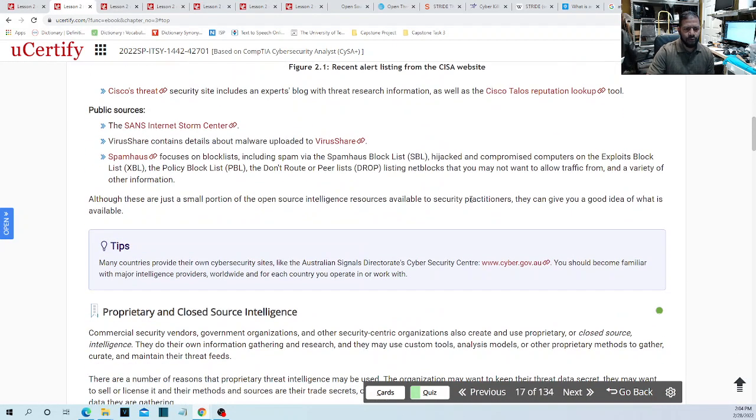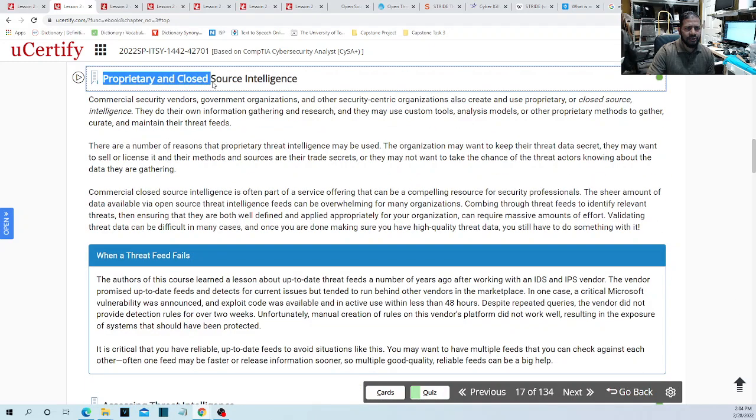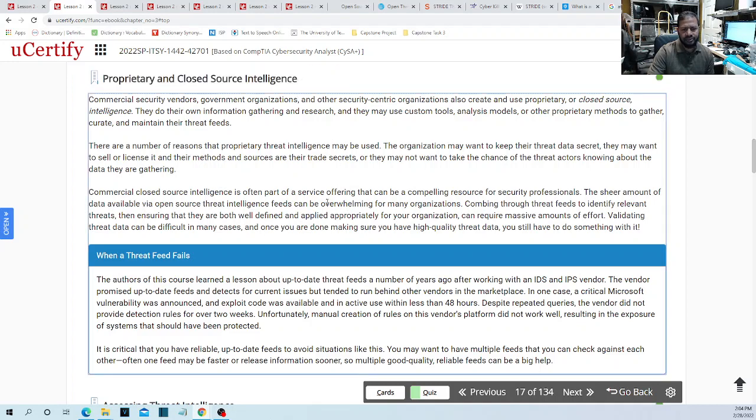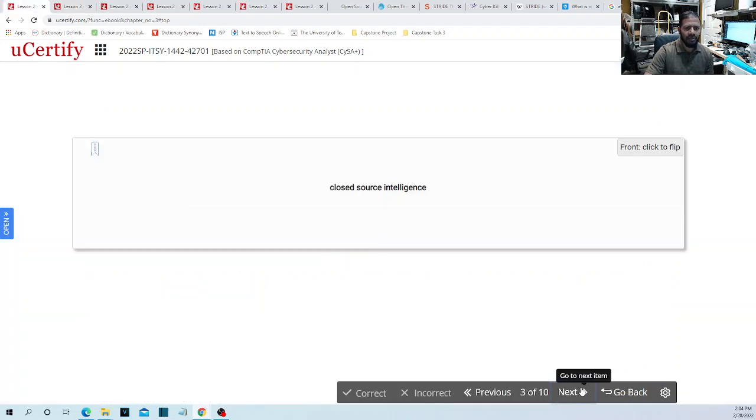If we go down on this page, here is proprietary and closed source intelligence. They are offered as commercial services, and typically they cost you money. Okay. Now, next.